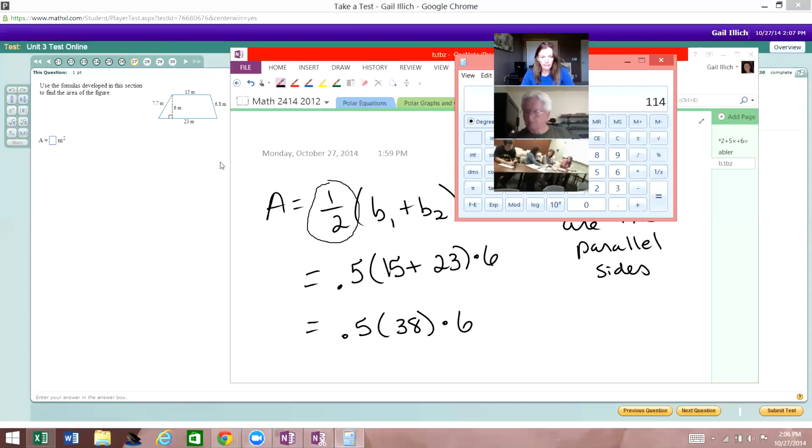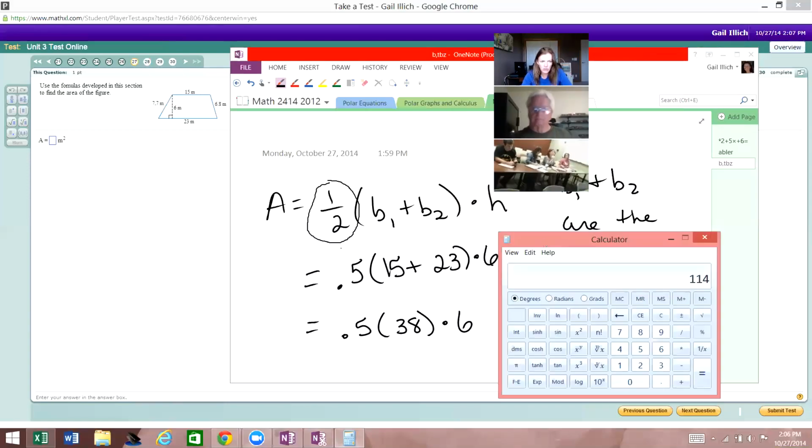To find the area of the parallelogram, you have to go to the area of the triangle. But this is a trapezoid. Is the formula for a trapezoid on your sheet? No, it's not there. We've got a formula for a parallelogram, which is base times height. But we don't have a parallelogram here, because a parallelogram has to have all 4 sides parallel.